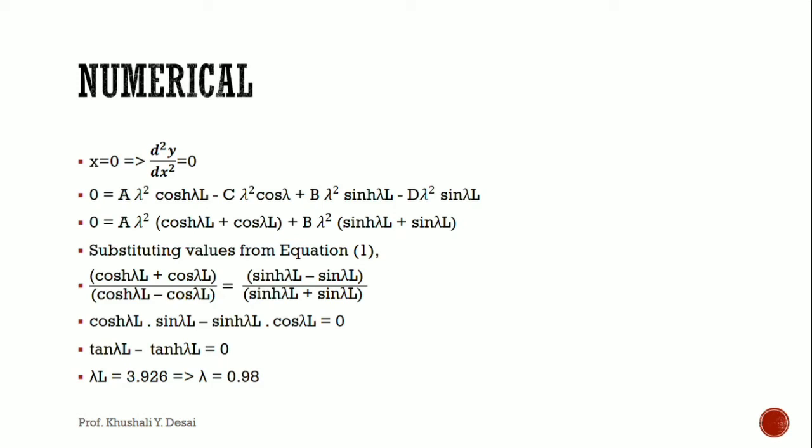Rearranging these terms again, we'll have cosh lambda L into sin lambda L minus sinh lambda L into cos lambda L equal to 0. Further rearranging, we'll get tan lambda L is equal to tanh lambda L. We'll find a single value of lambda L when this condition is satisfied. That value comes out to be 3.926, and substituting the value of L equal to 4 meter, the value of lambda is equal to 0.98.